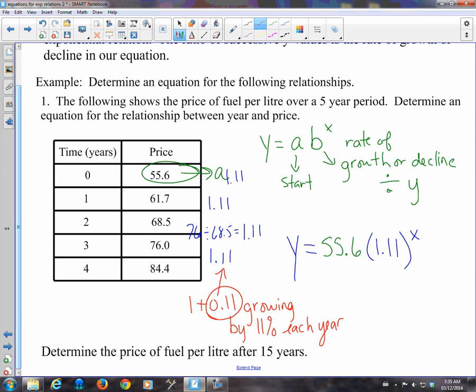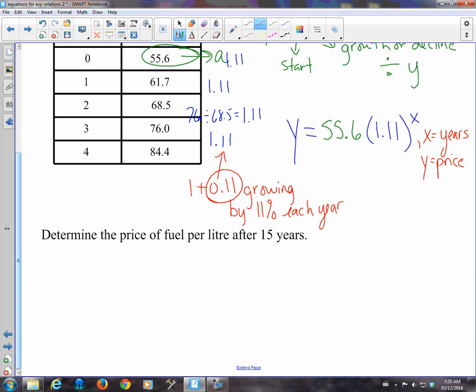All right, so there's our equation. Other thing with your equation, you got to say what your letters stand for. So you go back to your table. This is your x, this is your y. So if my equation is y equals 55.6 times 1.1 to the exponent x, my x is the years according to the table, and my y figures out the price of gas, I believe it is, per liter.